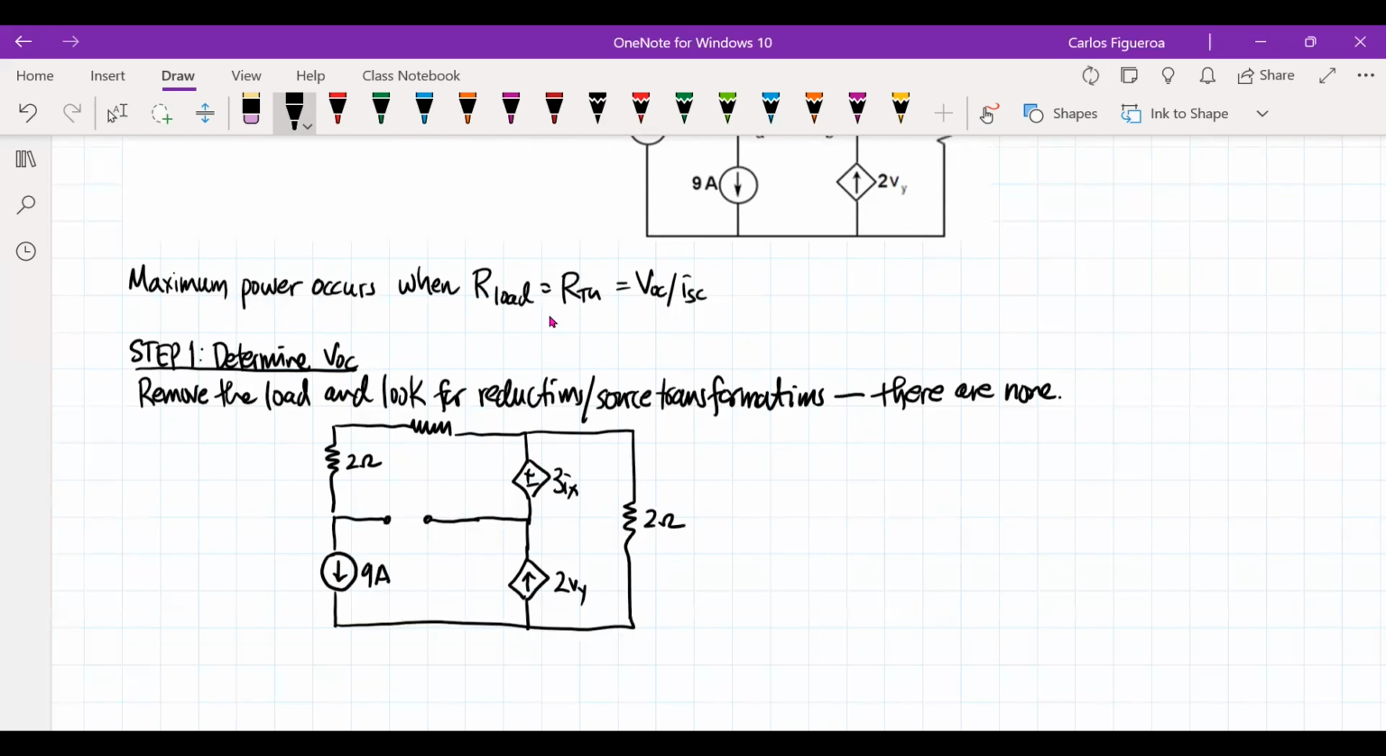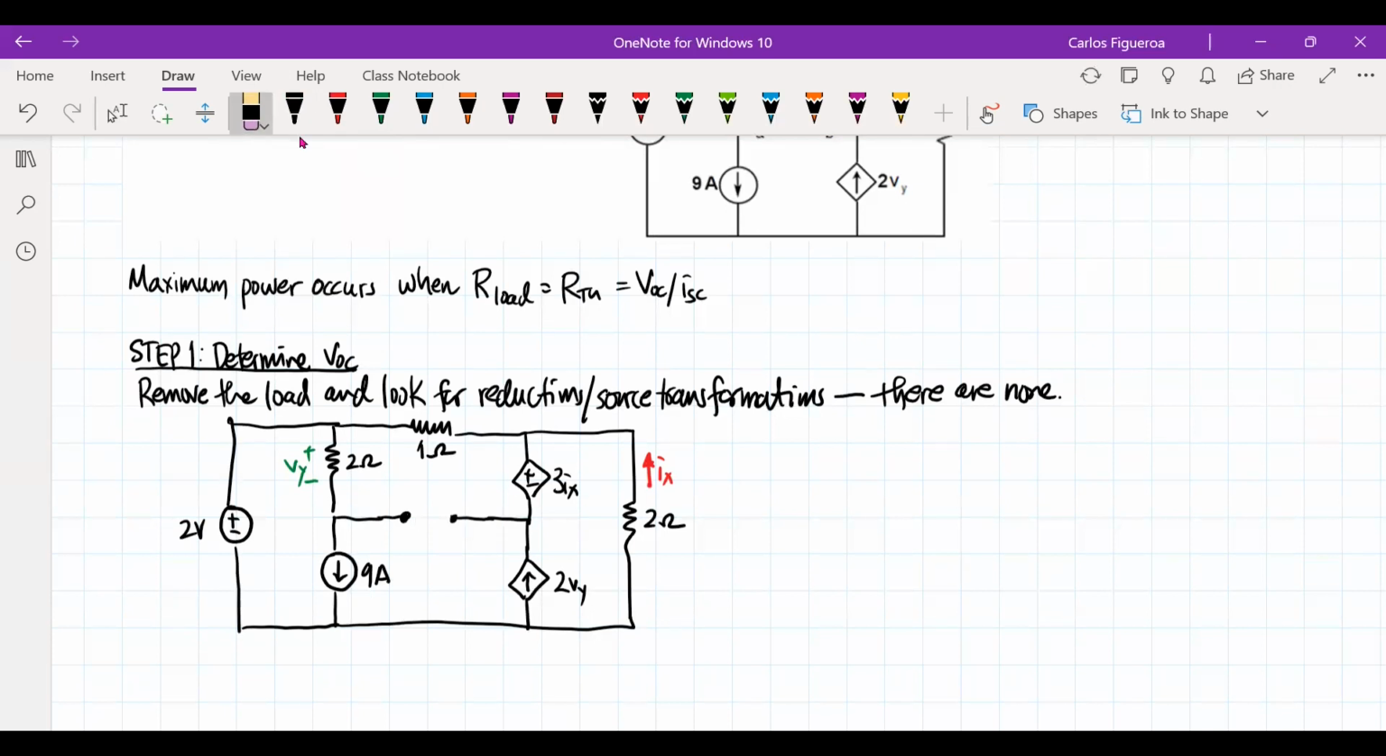And this is my 2 ohm. Here's my current Ix right there. And this guy right here is my Vy. And then I have a source over here, which is 2 volts. So this is my circuit right here. If I clean this up just a tiny bit, I'm going to bring this out to right here. And this is a 1 ohm resistor right here.